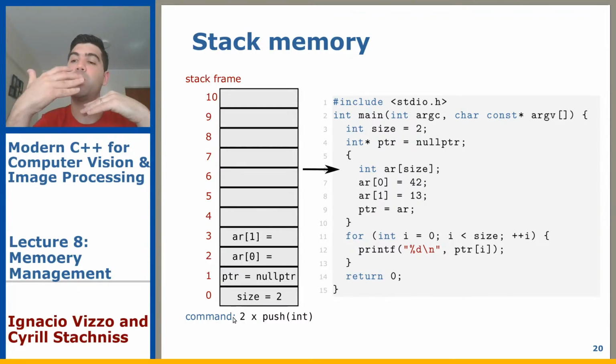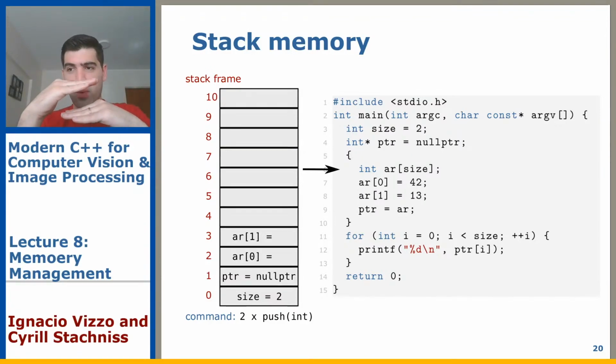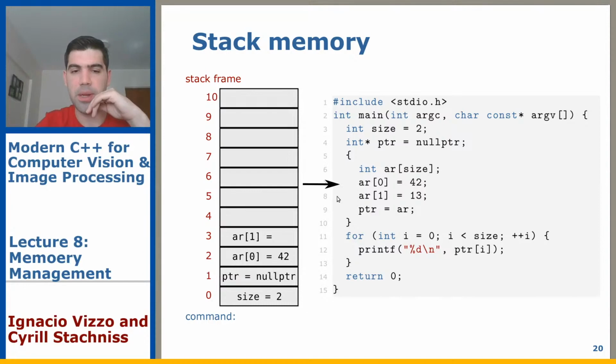And then you go into a new scope. This means that whenever you end this scope, the lifetime of these variables will end, so you will need to take them out of the stack. So you create a C-style array here. You have two allocations here, and then you change the value. Here it changes, and here it also changes.